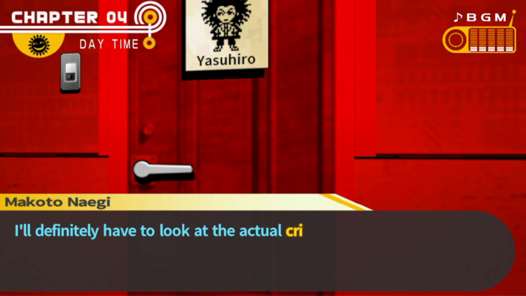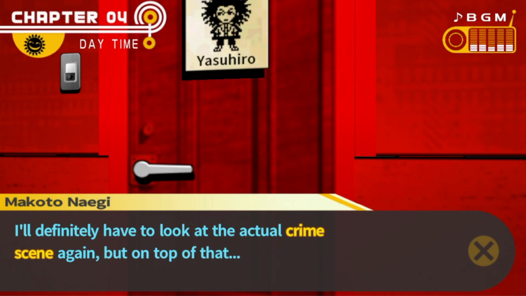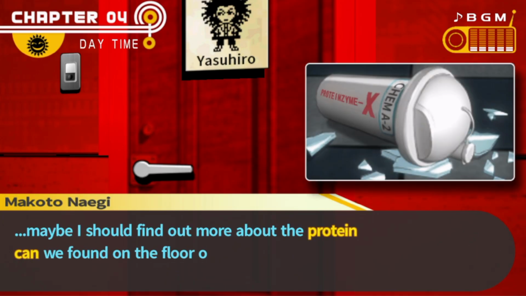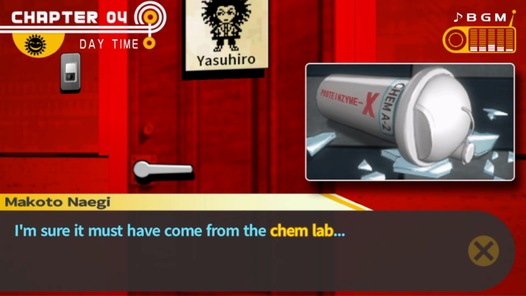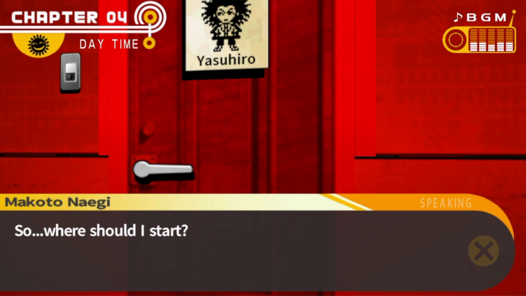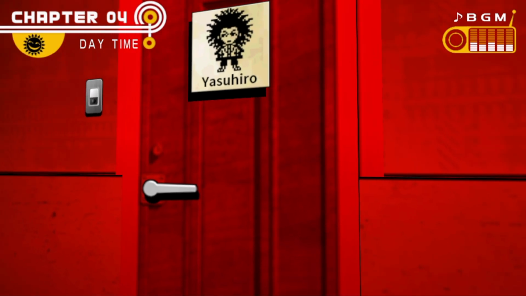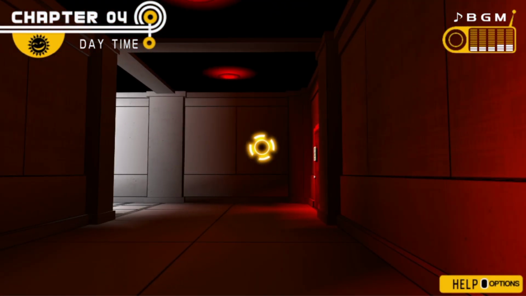What next? I'll definitely have to look at the actual crime scene again, but on top of that, maybe I should find out more about that protein can we found on the floor of the rec room. I'm sure it must have come from the chem lab. So where should I start? I guess let's start with the chem lab.